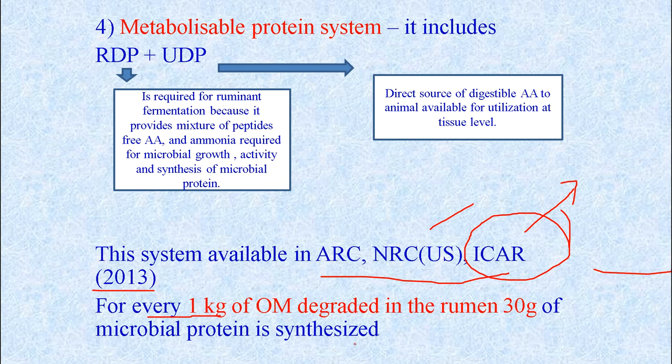And for every 1 kg of OM degraded in the rumen, 30 gram of microbial protein is synthesized. So that's the calculation of how one is going to calculate it.